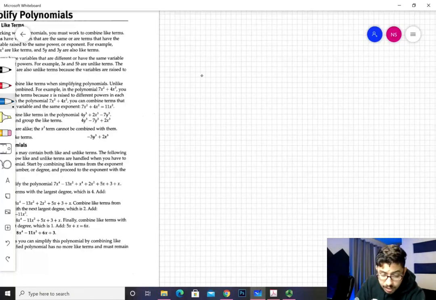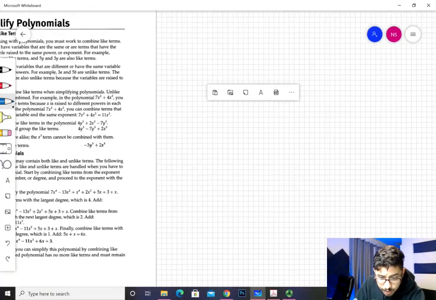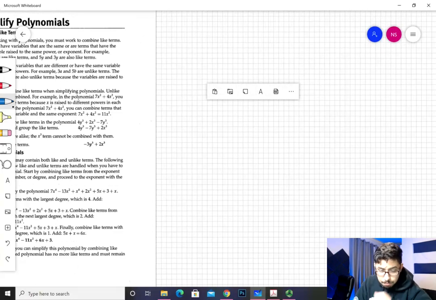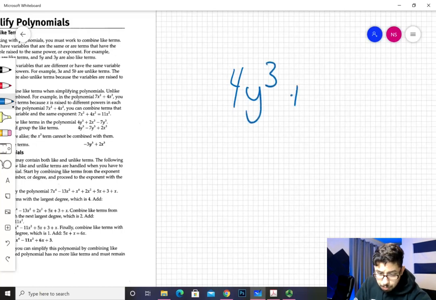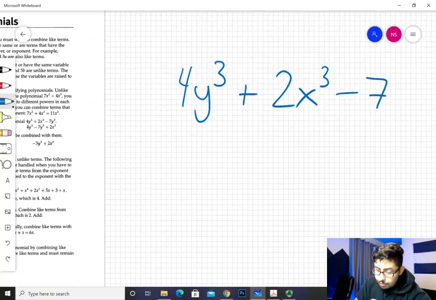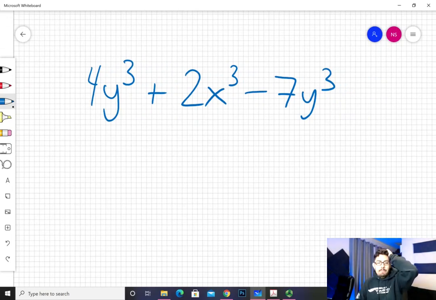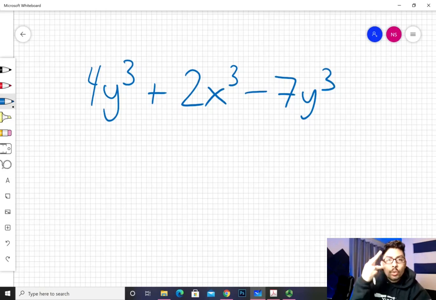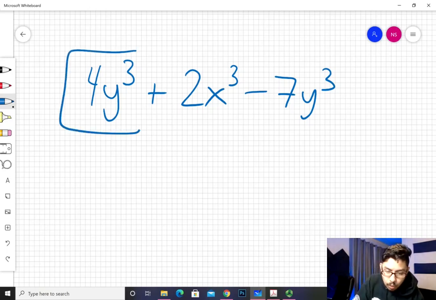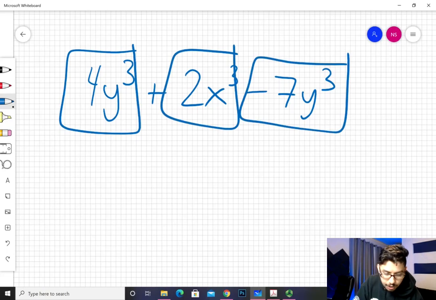So you're going to be given, let's look at this first example here in the worksheet. 4y cubed plus 2x cubed minus 7y cubed. Here we have an expression with polynomials, right? I see 3 terms. Remember, did I say this at the beginning of the video? I don't know, but terms are the items, right? This is one term, this is another term, and this is another term.